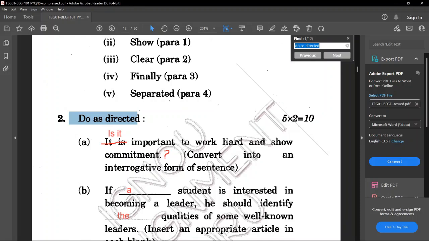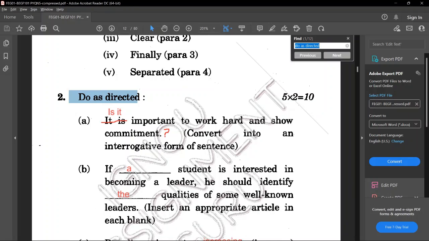This is the next year paper. We are going to be going a bit faster than before because I explained the basic concepts already, and it's a lot of papers to cover anyway, so I don't want the video to take a lot of time. Do as directed, part 2.